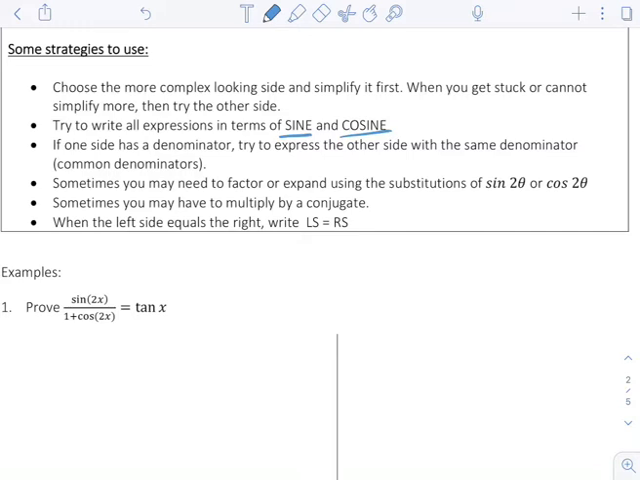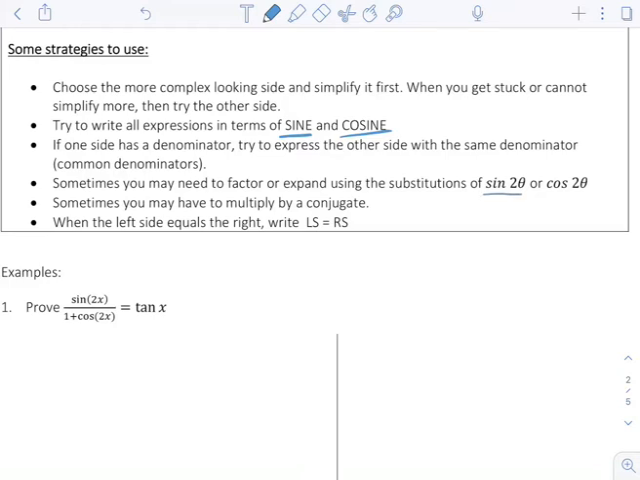You can eliminate all the other ratios by just putting everything into sine and cos. If you see cosecant, put it into sine. If you see secant, put it into cosine, for example. Also, if one side has a denominator, try to get the same denominator on the other side, or common denominators. Add them together. Try to get the same denominator on the same side to add two fractions.